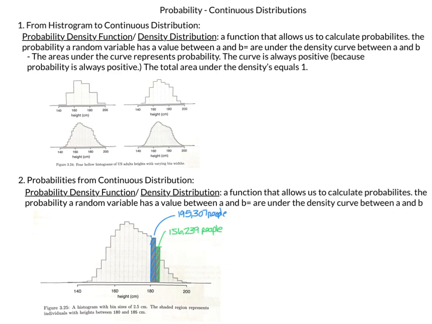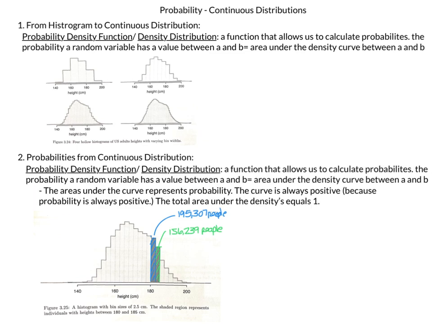In this video, we are going to discuss continuous distribution. This is our overview slide, which we'll spend less than 5 minutes on before we go over each of these two topics in more detail and with more examples. Our first topic is considering what happens as we move from histogram to continuous distributions.